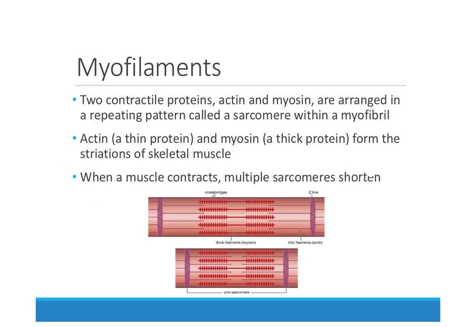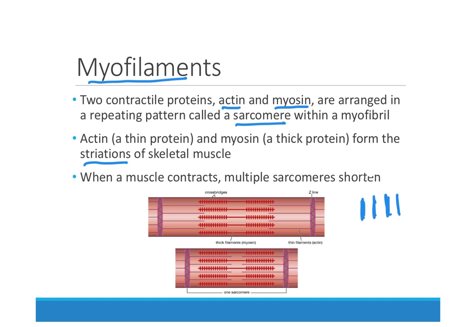Each myofibril contains two different myofilaments. Those are contractile proteins called actin and myosin, and they are arranged in a particular repeating pattern called a sarcomere. The actin is actually a thin protein, and myosin is a thicker protein, and so they form the striations or stripes that we see in skeletal muscle, where if you're looking at it, there's a light band and a dark band, so they're kind of striped this way.